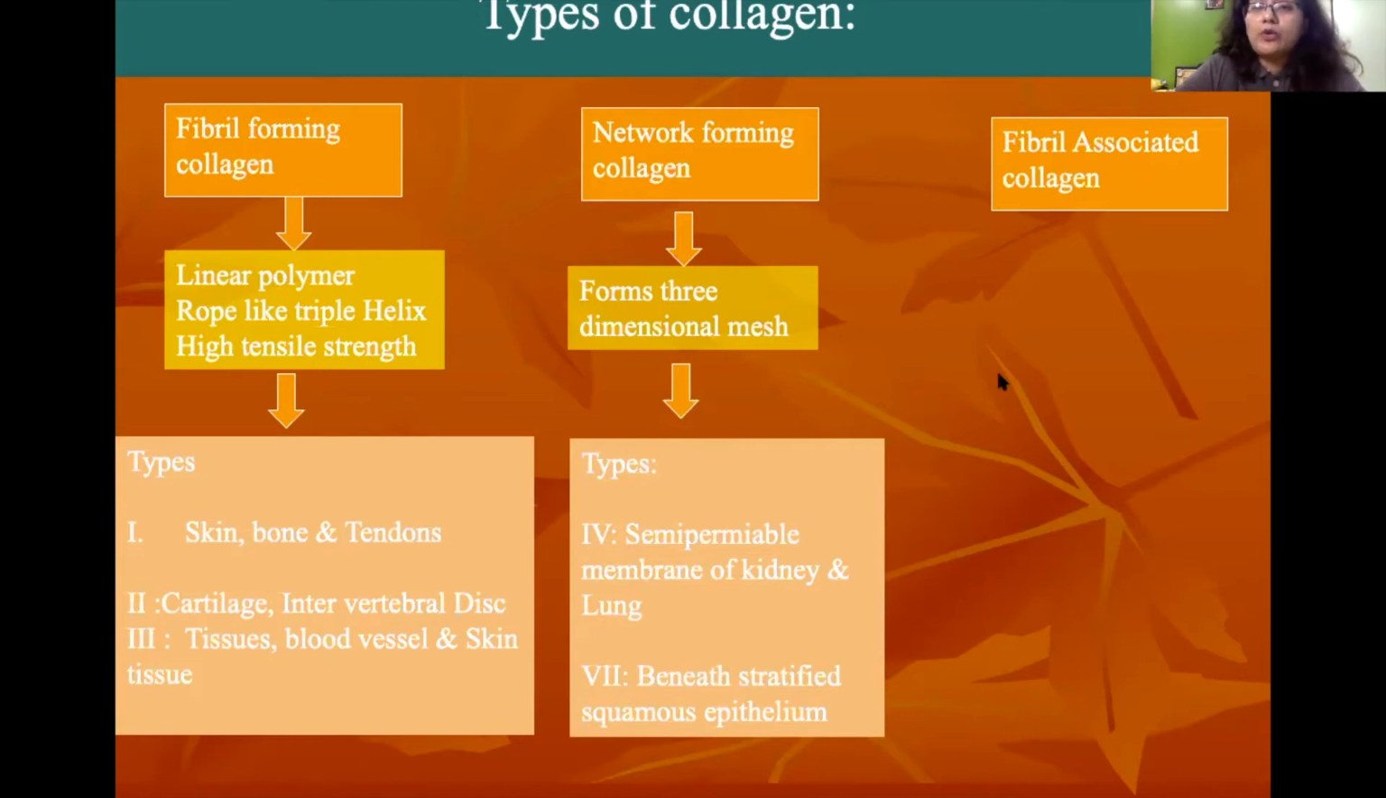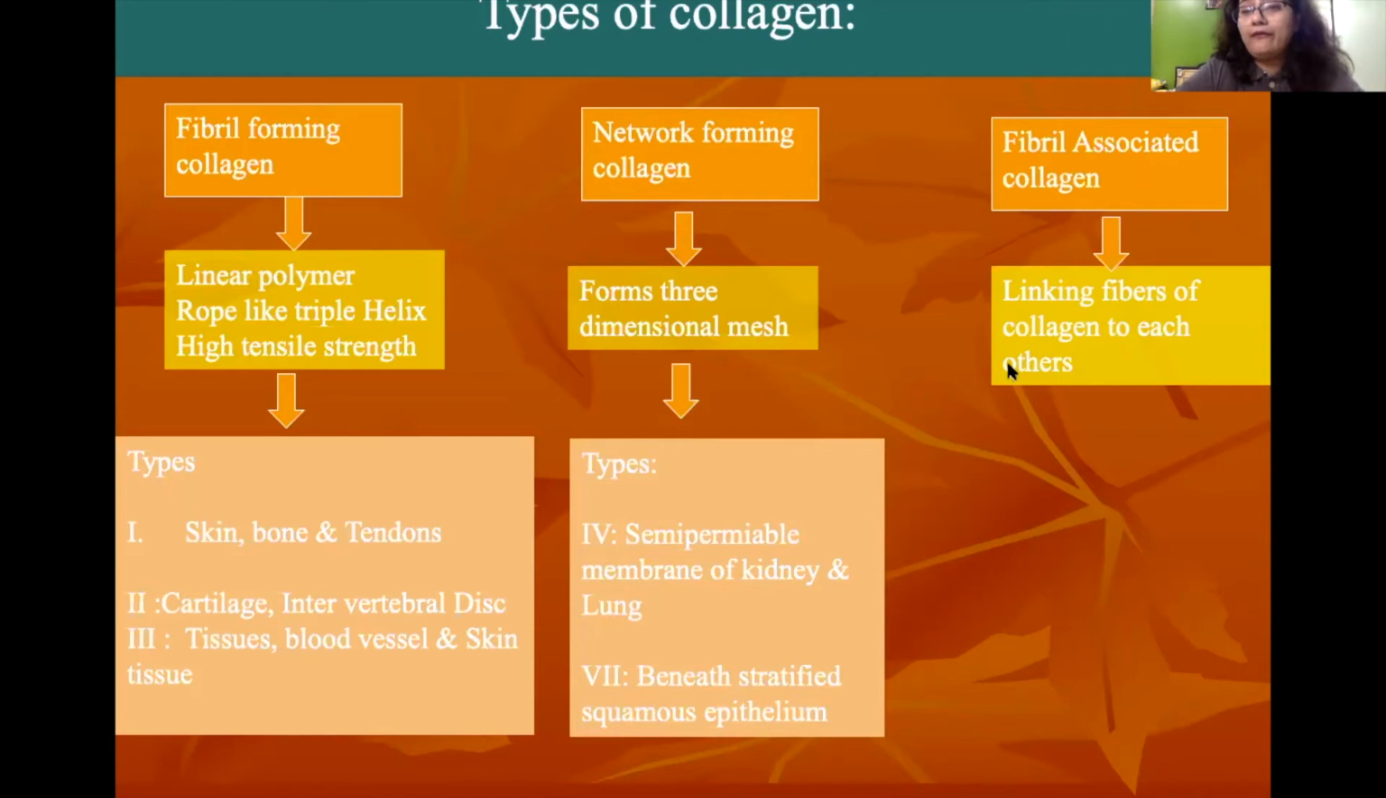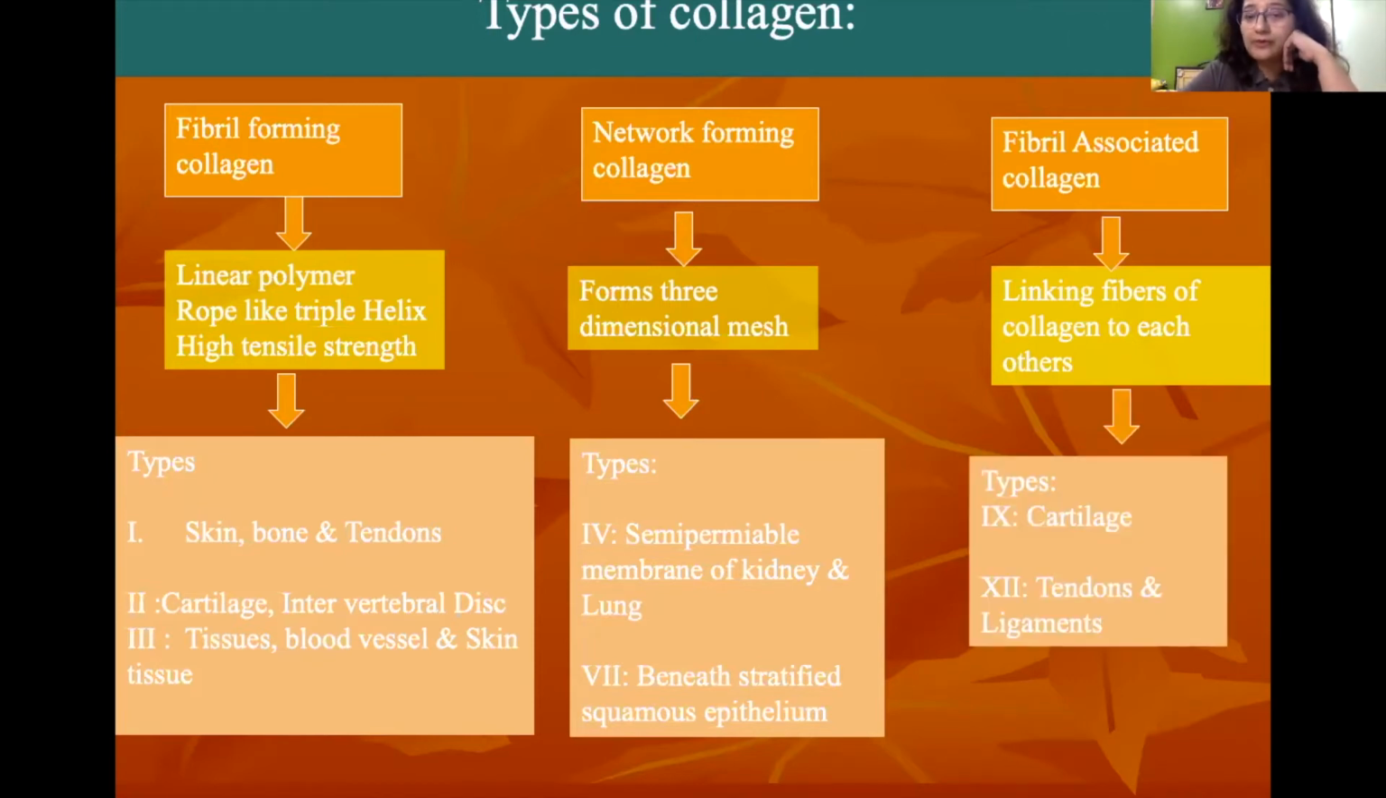Now let's discuss the third type, that is the fibril associated collagen. So these are actually linking fibers of collagen to each other. So here we have type 9 of the collagen, which is mostly present in the cartilage, and type 12 of the collagen, which is present mostly in the tendon and ligament. And because of the interlinking between each other, this collagen molecule is very strong and has high tensile strength.